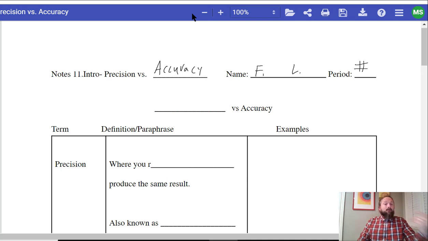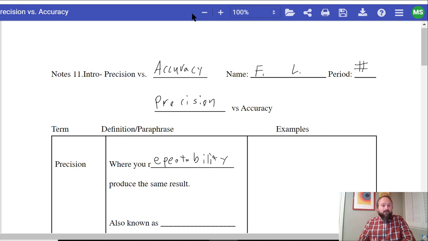So we are dealing with, once again, precision versus accuracy. So precision is where you repeatedly produce the same result, also known as reproducibility.